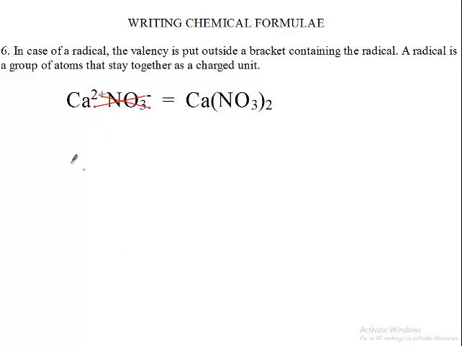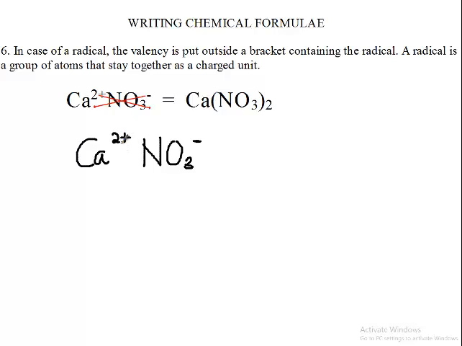Here we have calcium and then nitrate. Calcium has the charge 2+. The nitrate, which is a radical, NO3, has the charge of 1-. Now this whole NO3 is behaving as 1. This whole NO3 we see here is behaving as 1.